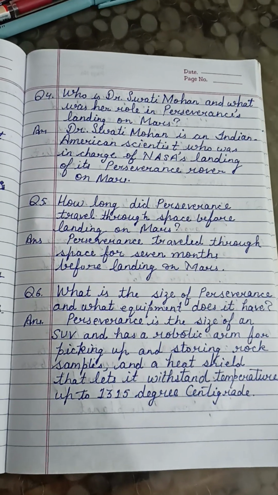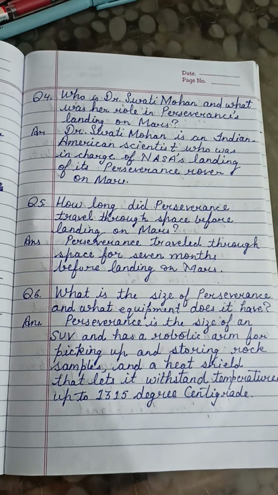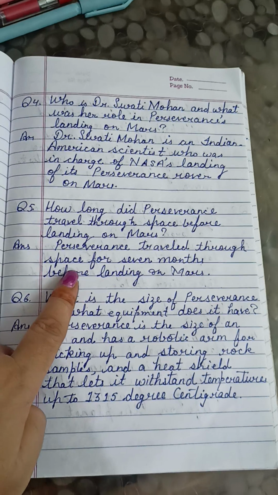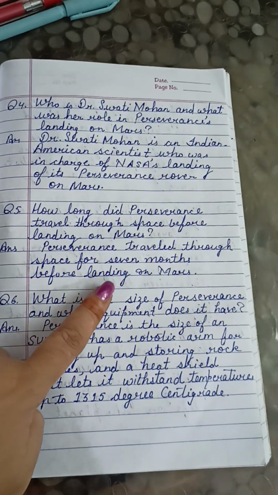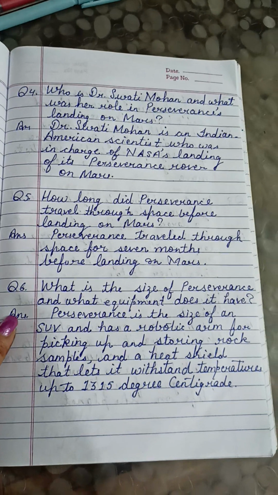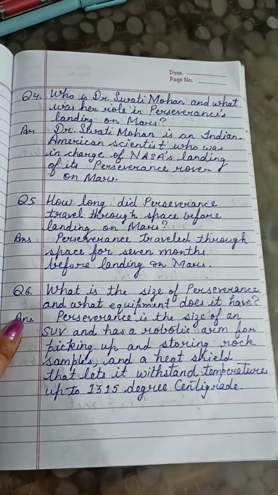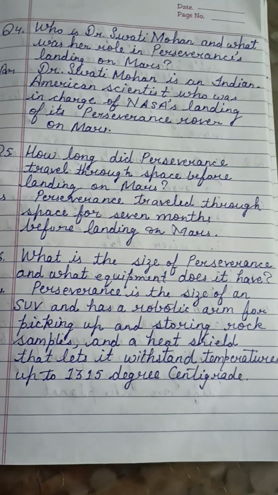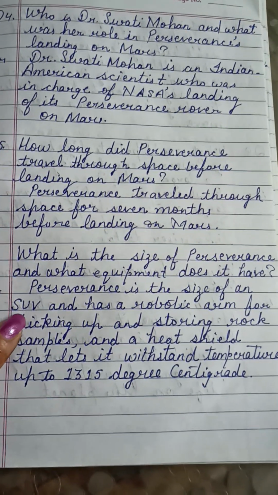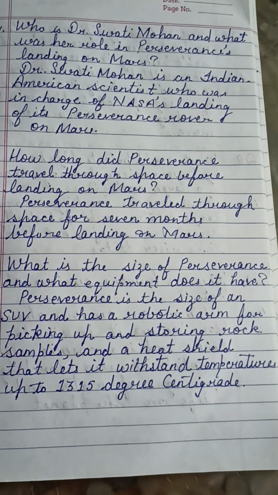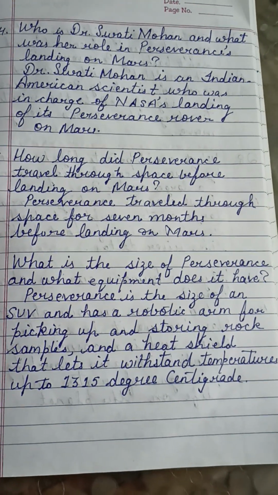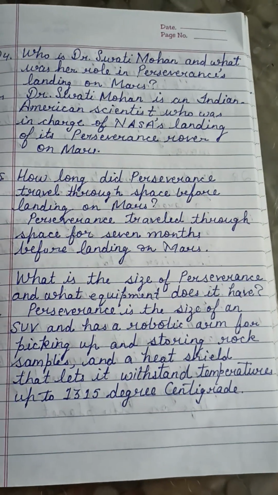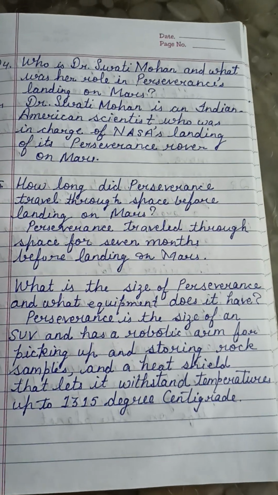Question number 5. How long did Perseverance travel through space before landing on Mars? Answer. Perseverance traveled through space for 7 months before landing on Mars. Question number 6. What is the size of Perseverance and what equipment does it have? So the answer is Perseverance is the size of an SUV and has a robotic arm for picking up and storing rock samples and a heat shield that lets it withstand temperatures up to 1315 degrees centigrade.